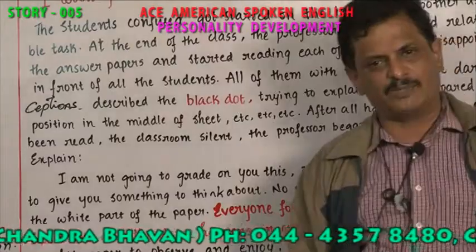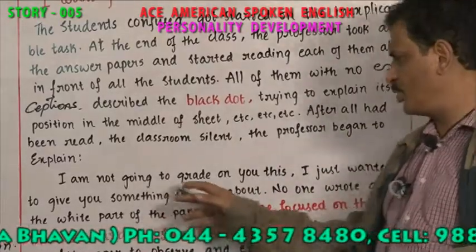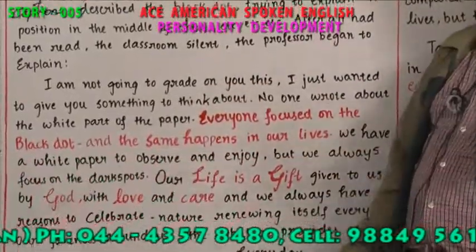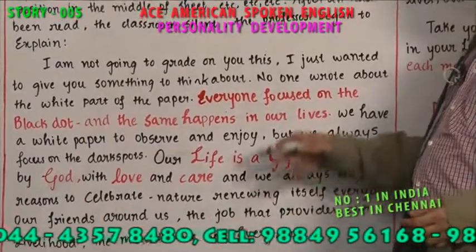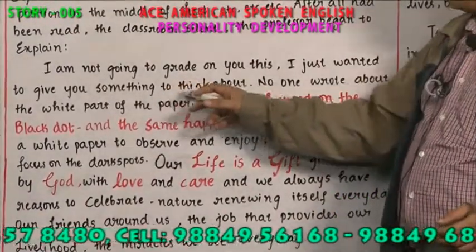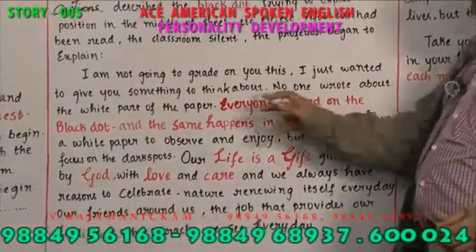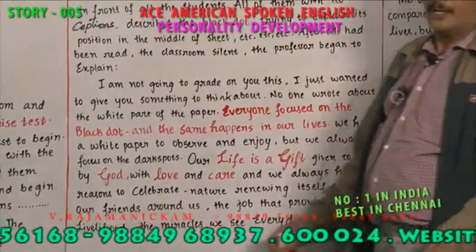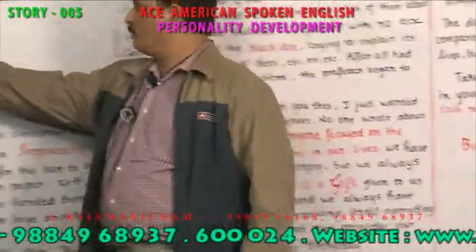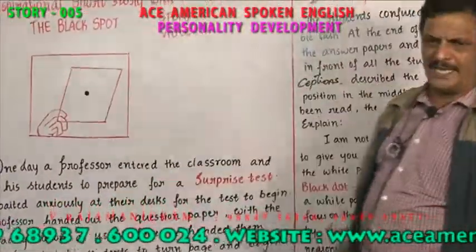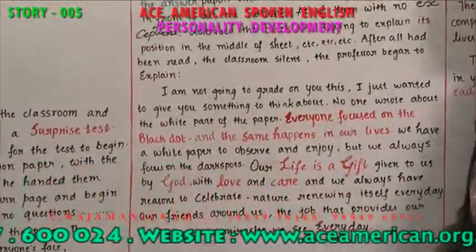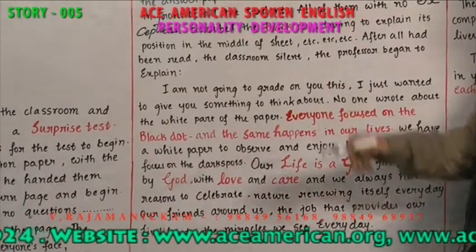The professor began to explain. What did he explain? I'm not going to grade you on this. I'm not going to give marks on this. I just wanted to give you something to think about. No one wrote about the white part of the paper. Nobody has written about the white part. Everybody has written about the black part. Everyone focused on the black dot.